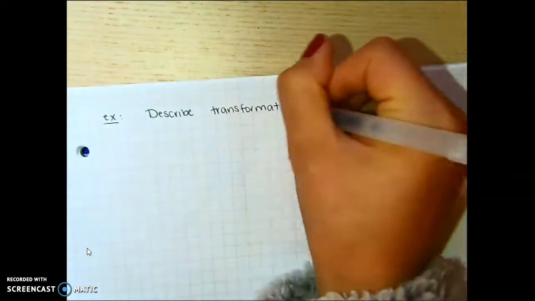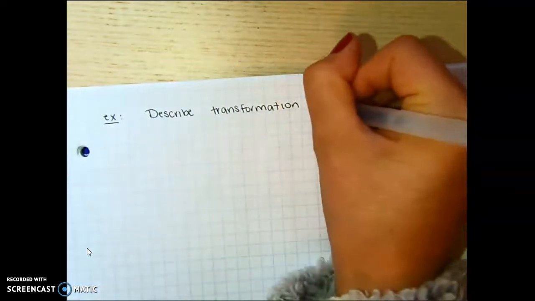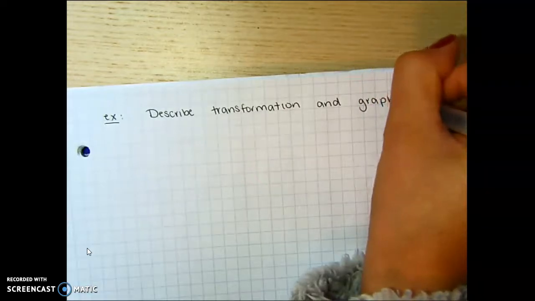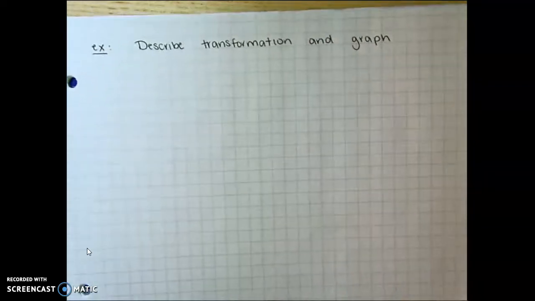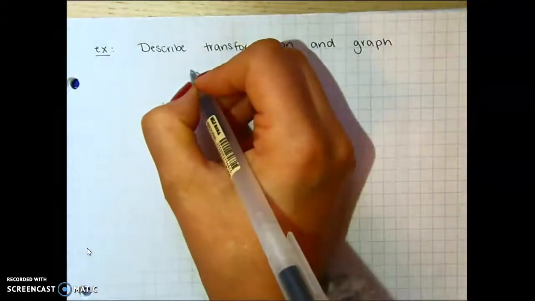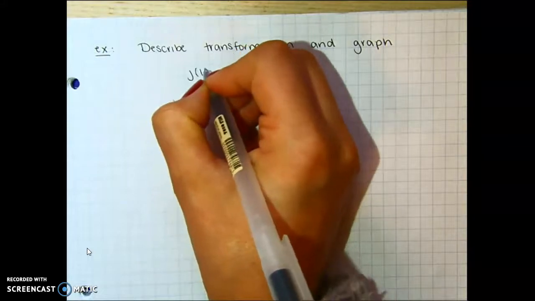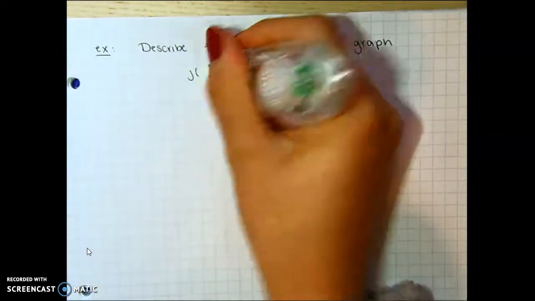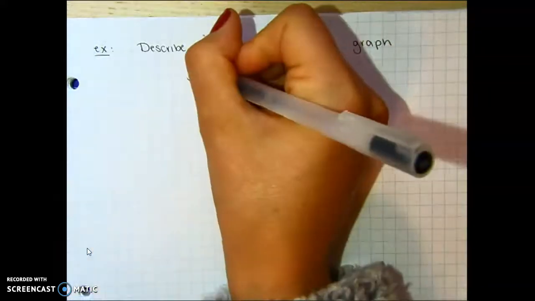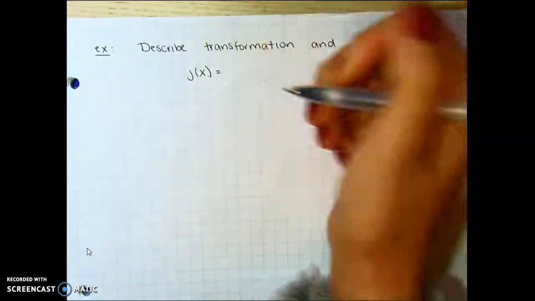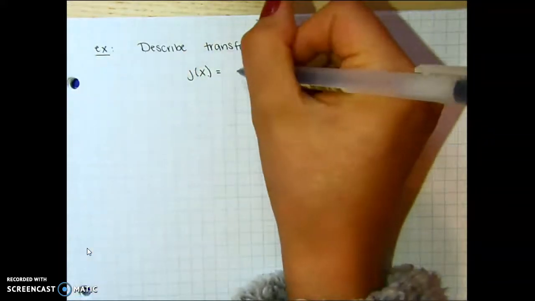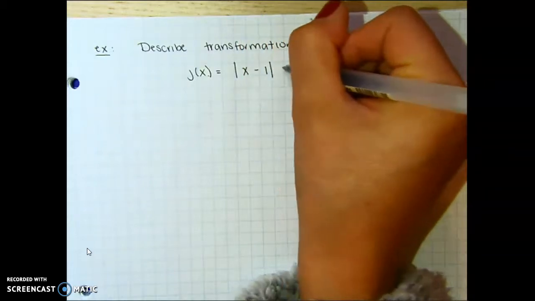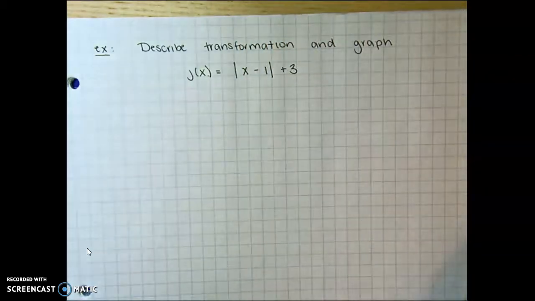Actually, let's just graph it. Okay, let's do an absolute value function. So let's do j of x. J of x equals the absolute value of x minus 1 plus 3.